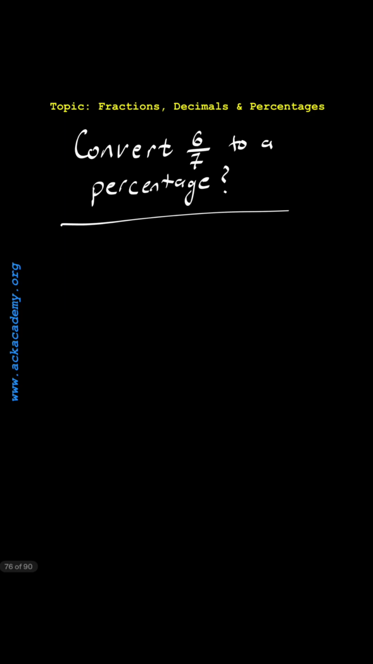Alright, so we have to divide 6 by 7. So this has to happen. And it's not very easy for that to happen. So let's see, how do I do that?